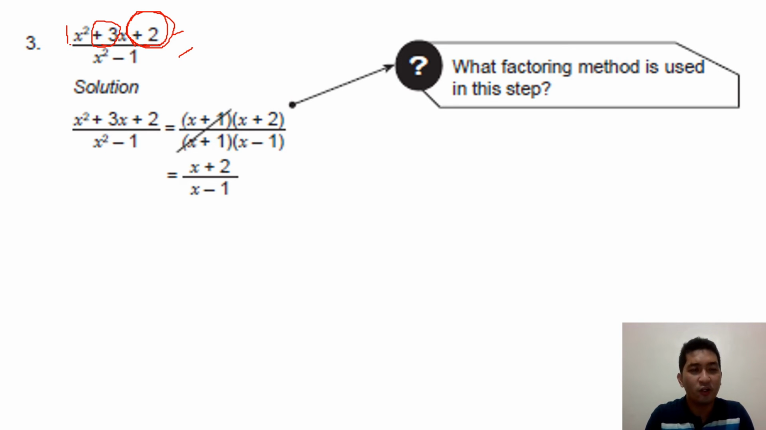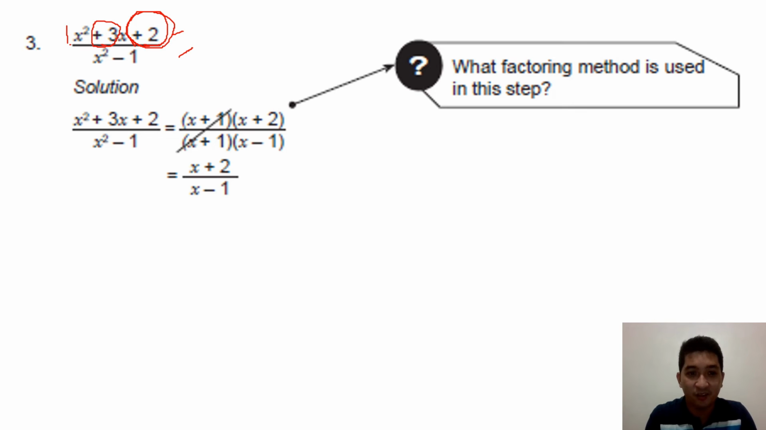So, ano-ano ba yung numbers na pag pinag-times mo, ang sagot ay 2? 1 and 2. Negative 1, negative 2. Okay? Negative times negative, positive yon. So, pag pinag-add natin, 1 plus 2, 3. Negative 1 plus negative 2, negative 3. So, hindi siya pwede kasi dapat positive 3. So, ang pwede, 1 and 2.